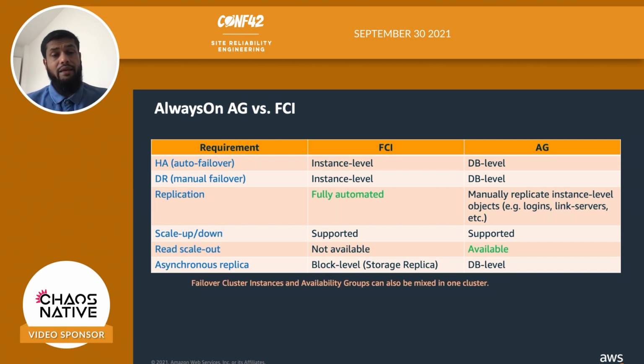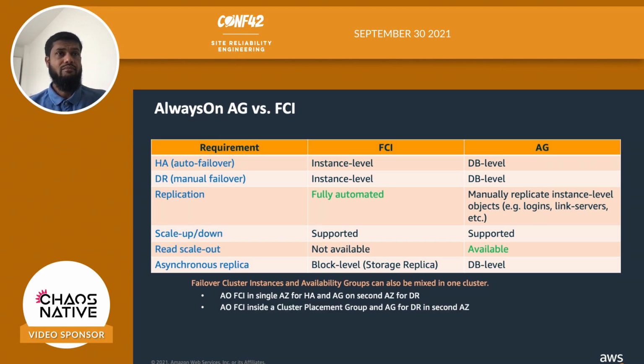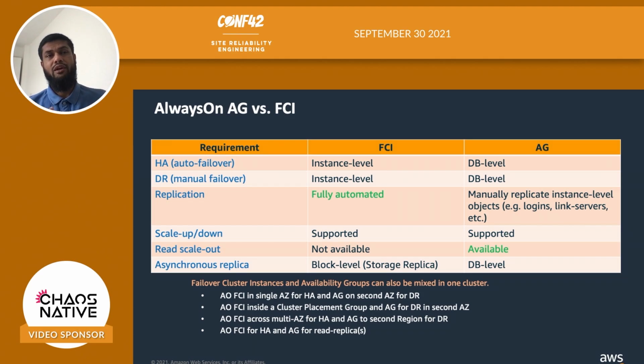You can combine the FCI and AG in one cluster. Some of the things you need to watch out for: Always On FCI in a single AZ for HA and AG on a second AZ for DR. You can use the FCI inside a cluster placement group and AG for DR in a second AZ. You can use the FCI across multi-AZ for HA and AG to the second region for DR. Or you can use FCI for HA and AG for read replicas.